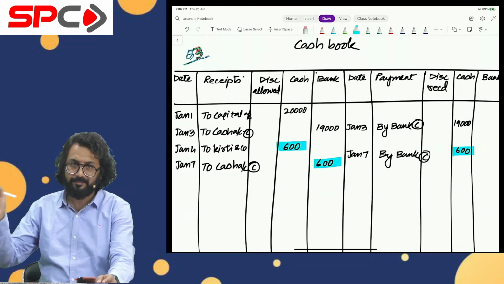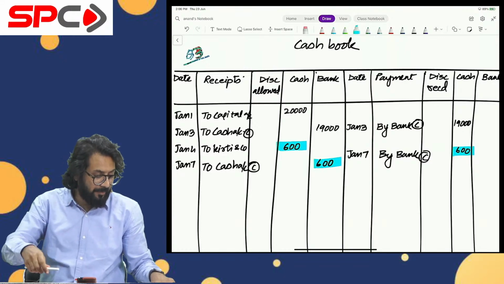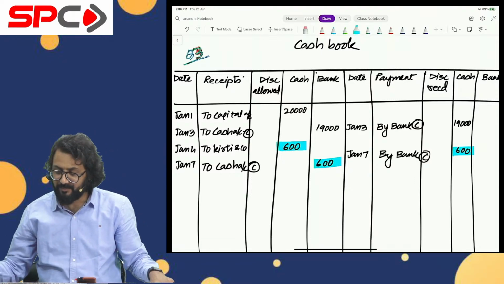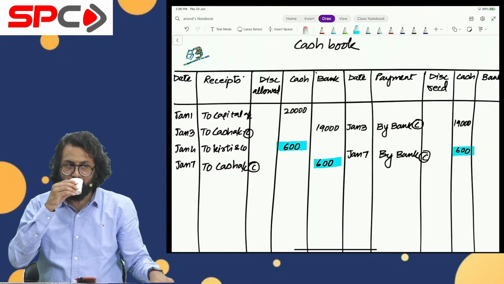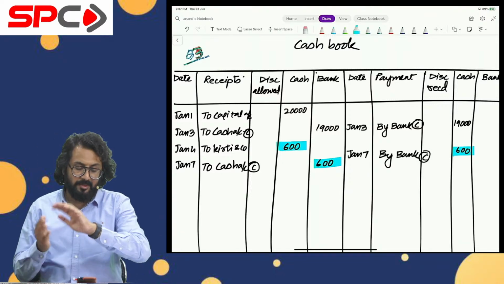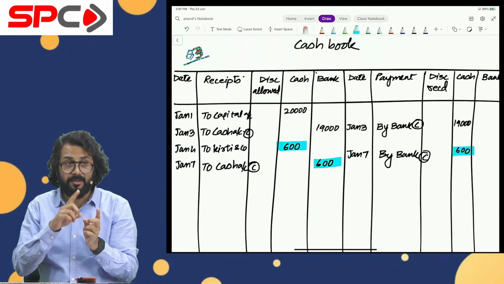Shall we go ahead now? Now please read the next item. He pays Ratan and company by check and is allowed discount 20. Did you write down the entry? Yes. Which side should I go? Debit or credit side? I should go to the credit side.